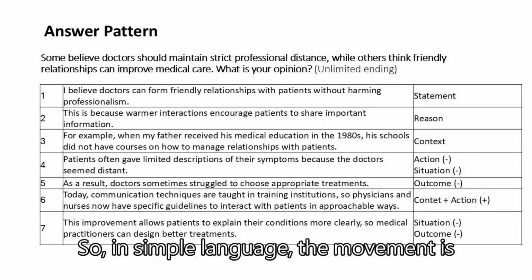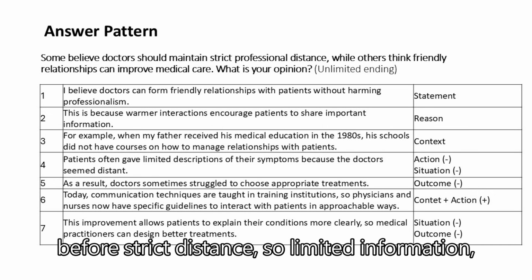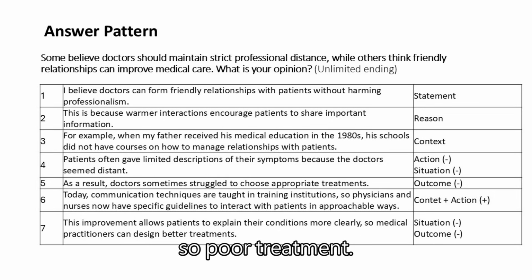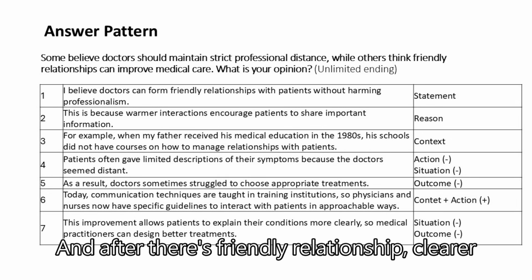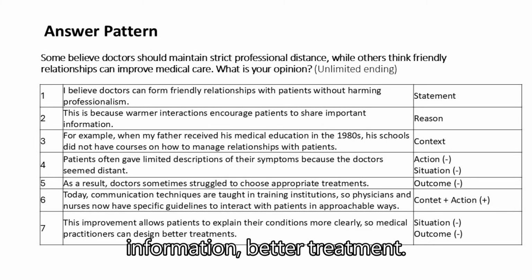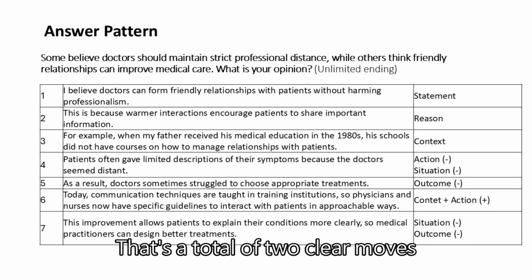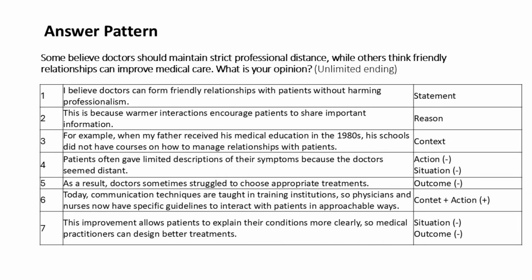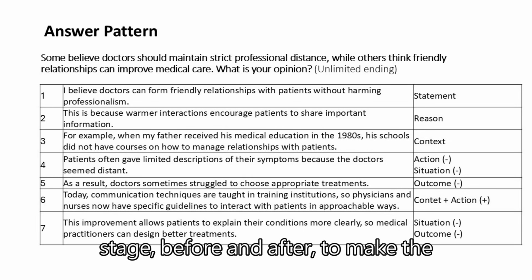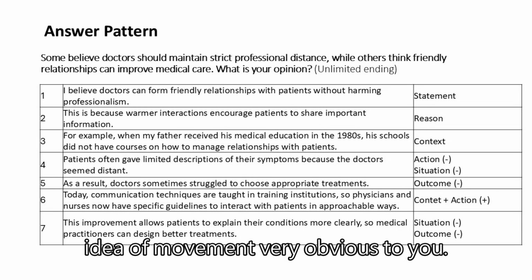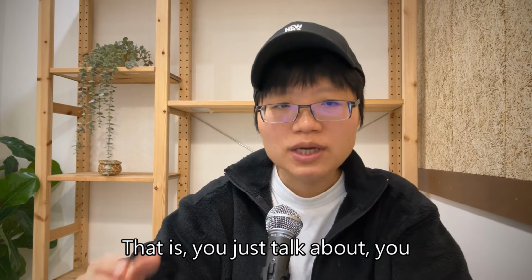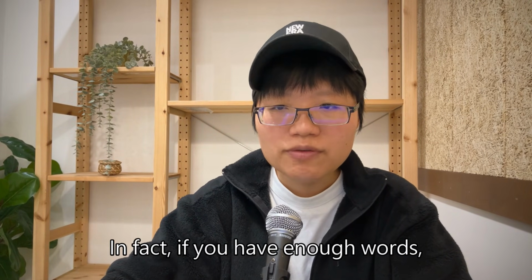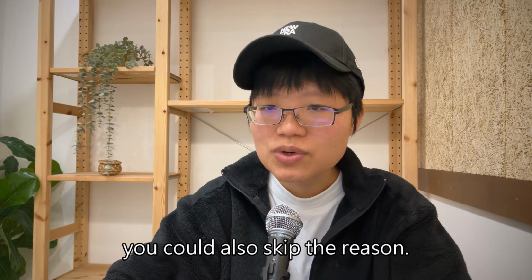So in simple language, the movement is before: strict distance, so limited information, so poor treatment. That's a total of 2 clear movements, 2 to 3 sentences. And after: friendly relationship, clearer information, better treatment. That's a total of 2 clear moves too, another 2 to 3 sentences. This is already multiple clear moves. I'm showing you 2 moves for each stage, before and after, to make the idea of movement very obvious to you. You can choose to use only 1 move, and that will still be fine. That is, you can skip the outcome part. In fact, if you have enough words, you can also skip the reason.